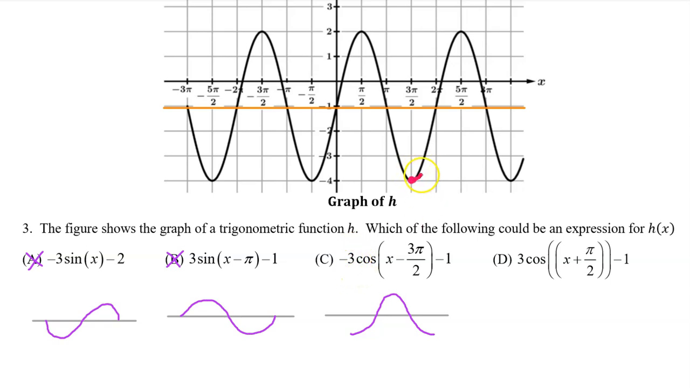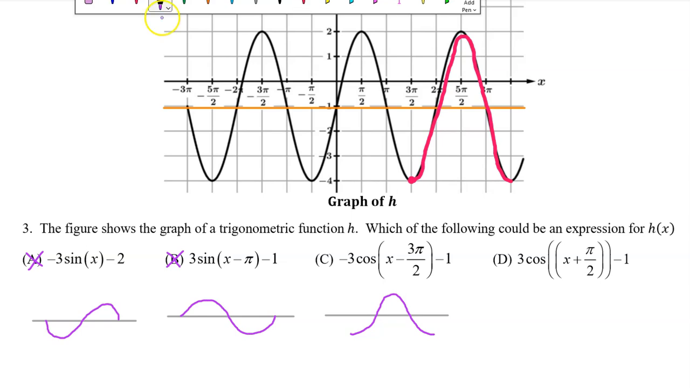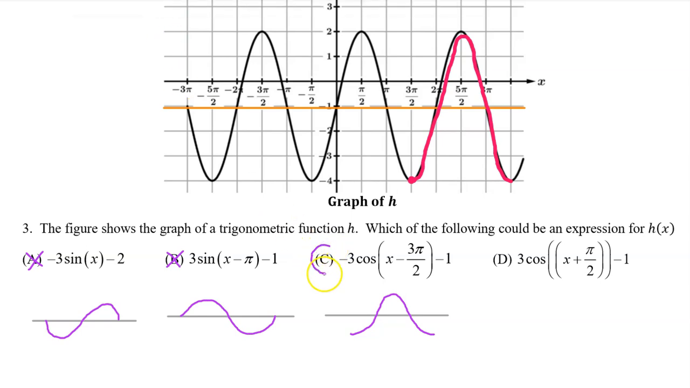If I trace out one period of h starting at positive 3 pi over 2, it looks like this. This is the upside down cosine function we were looking for. So the answer is going to be C.